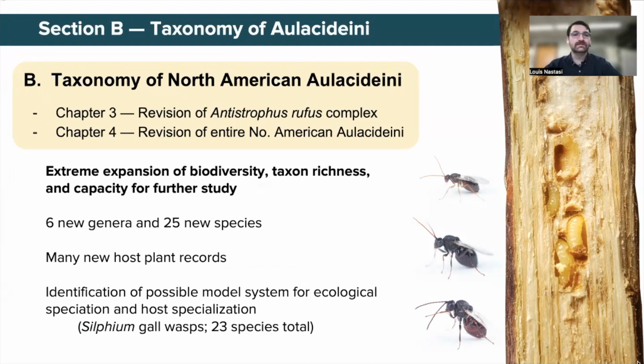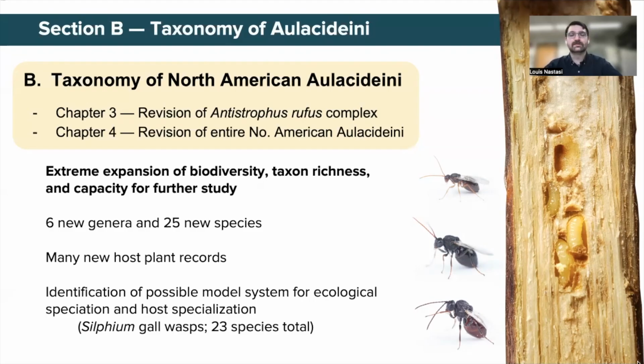I conducted 2 different scale revisions in this group, one being a small scale revision of a single unit of species, the Antistrophus rufus complex, but from there, I proceeded to revise the entire North American fauna in the tribe. And as a result of these studies, we see an extreme expansion of biodiversity and taxon richness knowledge in the group, and of course, an expansion of the capacity for further study.